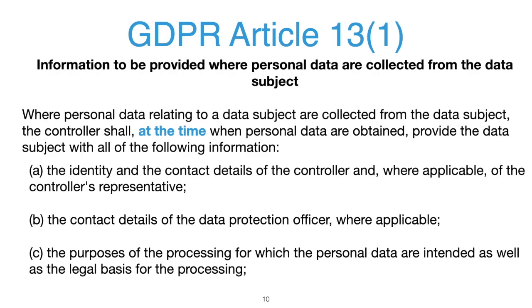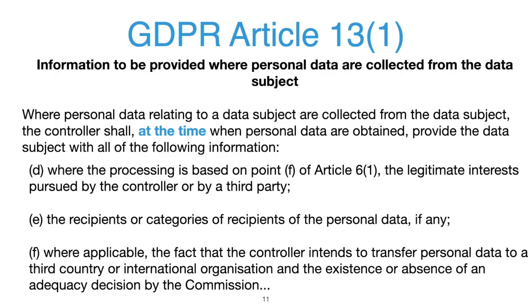Part C then says we must identify the purposes of the processing for which the personal data are intended, as well as the legal basis for the processing. So we have to say why we are collecting the data. And then we also have to identify which of the mechanisms we are using to make the processing lawful. So that may be legitimate interest, it may be due to the contract we're entering into, or it may be by consent. But that has to be identified there up front.